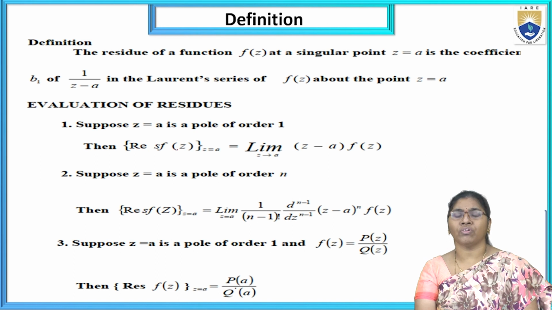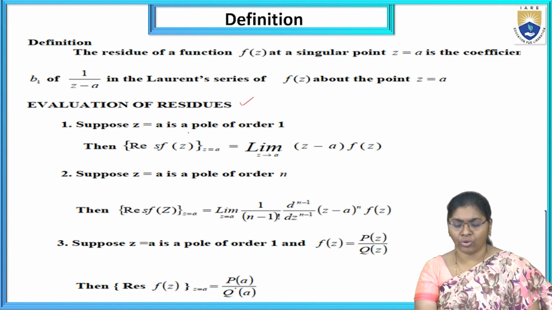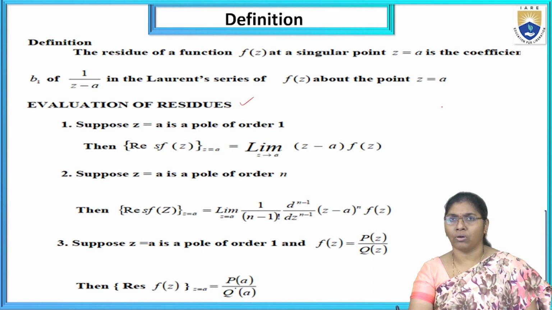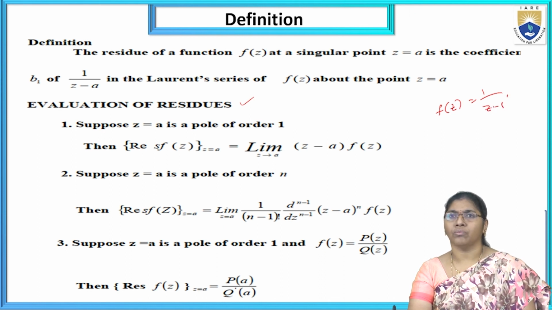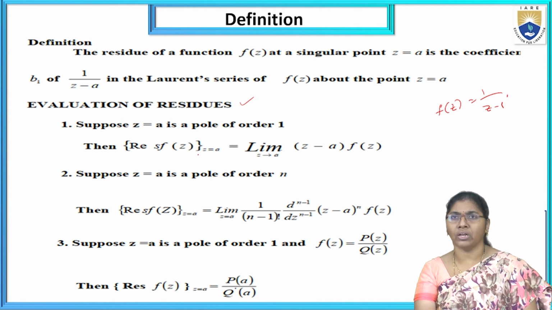Now the evaluation of residues. How to solve the residues in the given functions. Suppose z equal to a is a pole of order 1. For example, a function f of z equal to 1 by z minus 1. Here order is 1 only. That is the example they have given. The residue of f of z at z equal to a is limit z tends to a of z minus a into f of z.